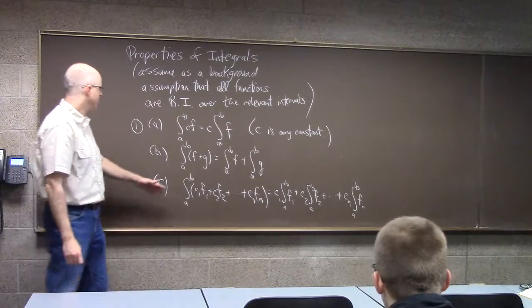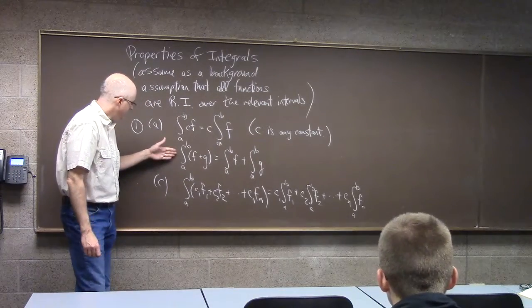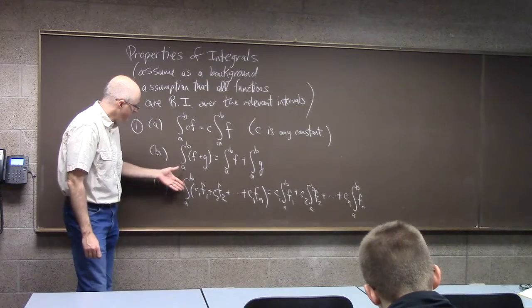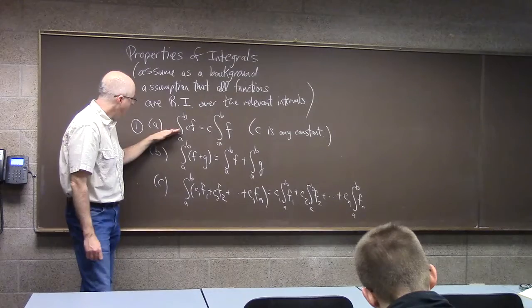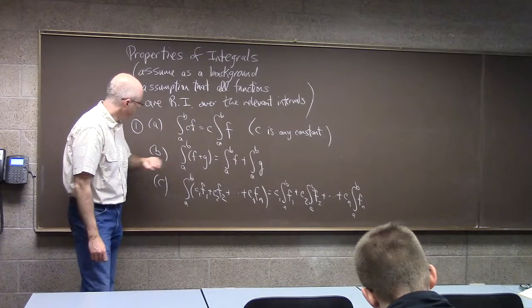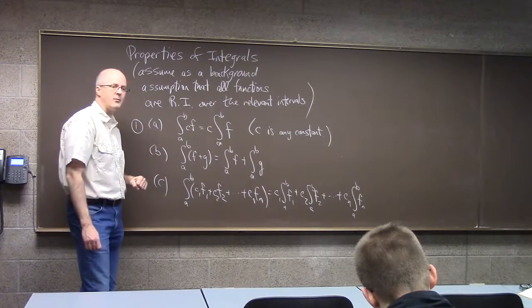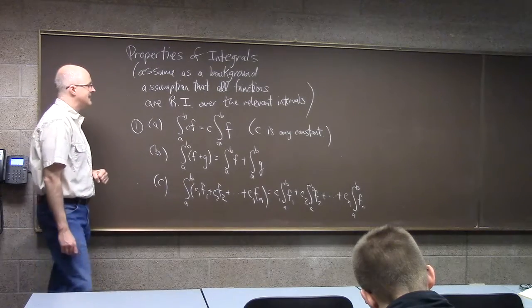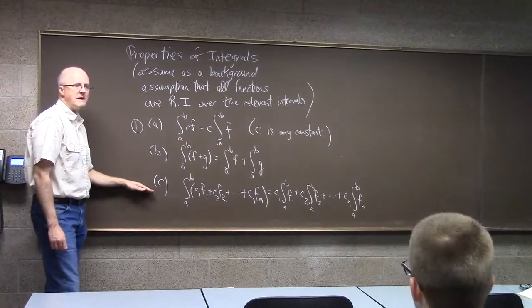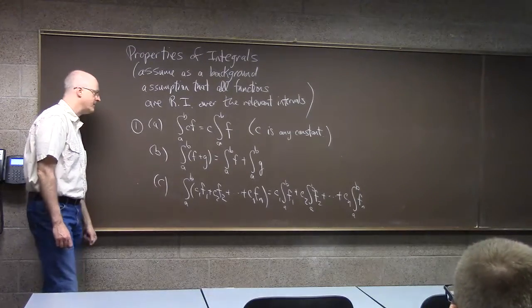Okay, that really includes A and B, right? Property B would follow from this with n equal to 2 and c1 and c2 both equal to 1. Property A would follow if all the c's except for the first one were 0, so we only had one function. Pull the constant out. That property really includes A and B.